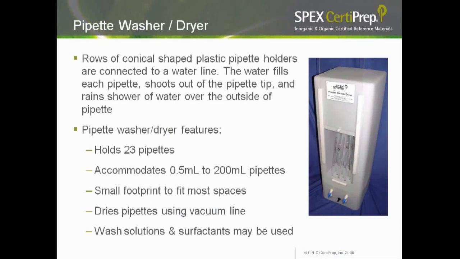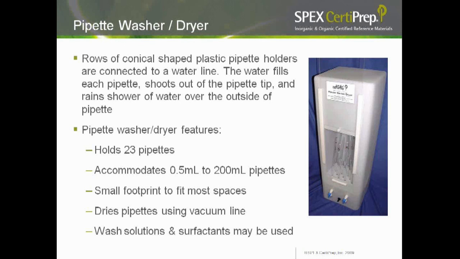Very frustrated by the remnant contamination in pipettes, even after a thorough cleaning, our chemists designed a unique pipette washer. Here, rows of conical-shaped plastic pipette holders are connected to a water line. Water fills each pipette, shoots out of the pipette tip, and rains a shower of water over the outside of the pipette. Because water gushes out in force, it washes away all the impurities sticking to the walls of the pipette.